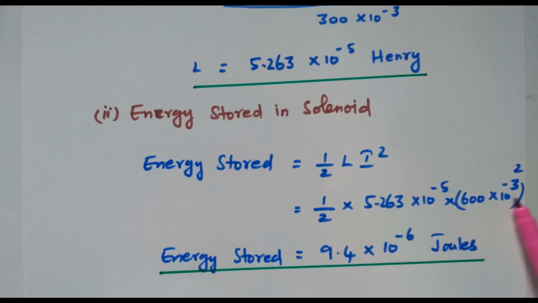Right? So by simplifying this, what we got? 9.4 into 10 to the power minus 6 joule. Right? The energy stored is given in joules. So 9.4 into 10 to the power minus 6 joules. Right? So now we calculated the inductance of the solenoid and the energy stored in the solenoid.